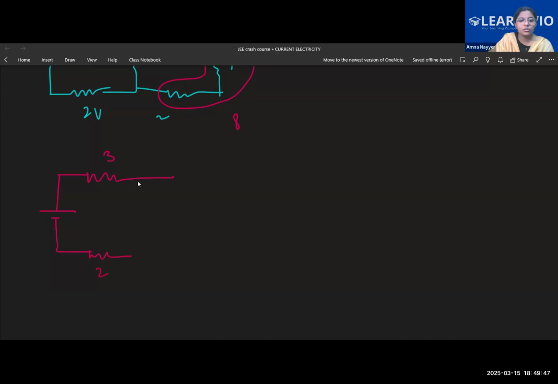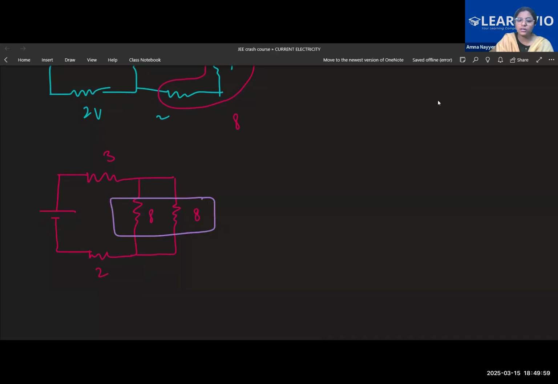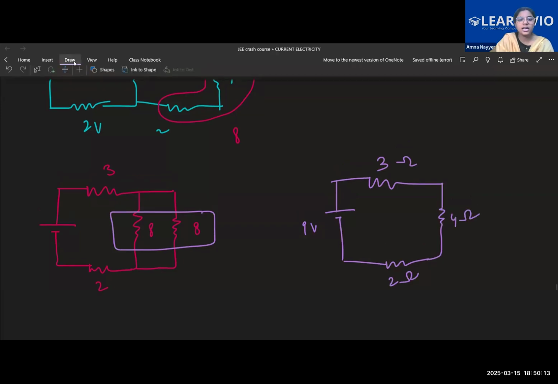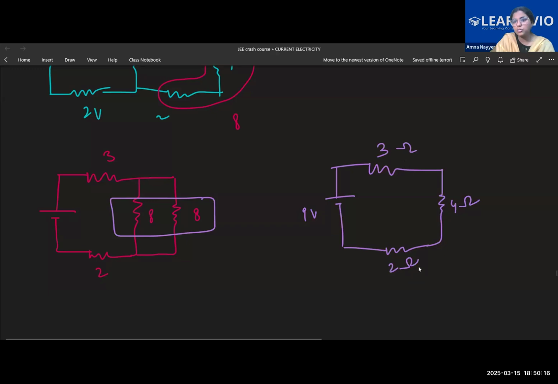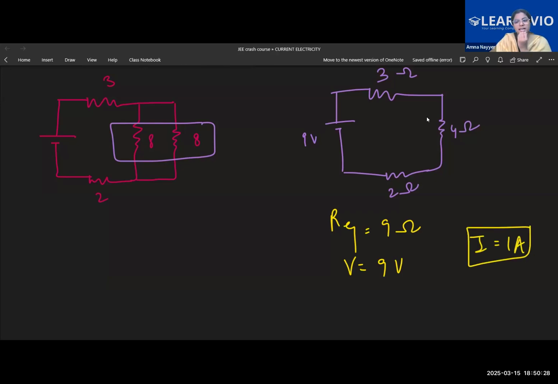So for that, this is 2, this is 8, and we have again put an 8 over here. Now, this 8 and 8 are giving back 4. So what do we have? This is 3, 9 volt, 2 ohm, 3 ohm, and finally we have 4 ohm. What's the current of this circuit? See, 3 plus 2, 5 plus 4, 9. R equivalent is 9 ohm. V is 9 volt. So current will be 1 ampere. Okay. So it means current is 1 ampere.